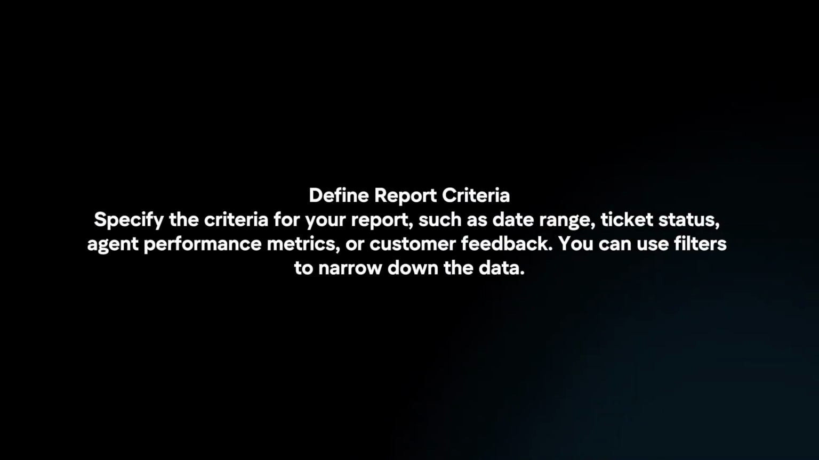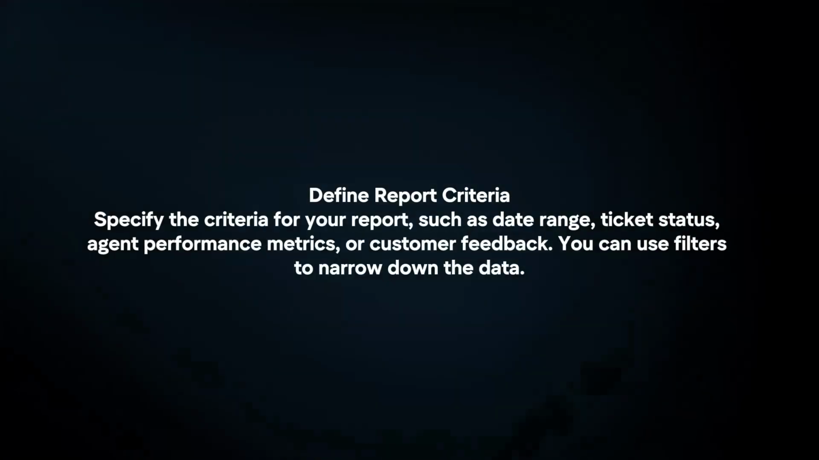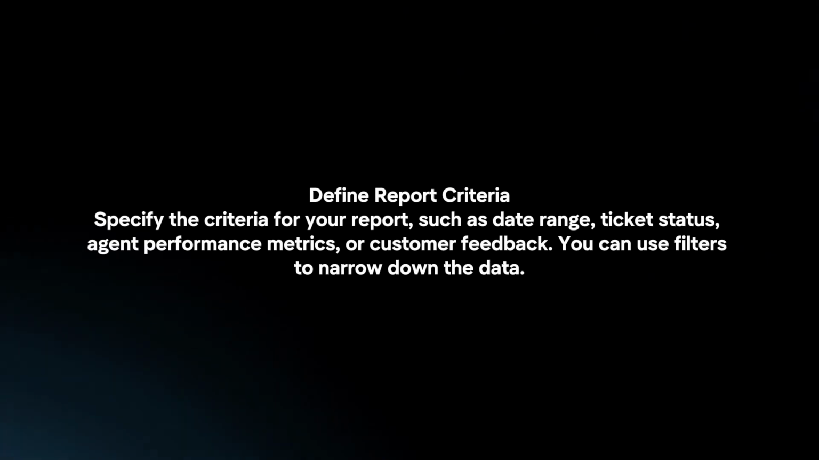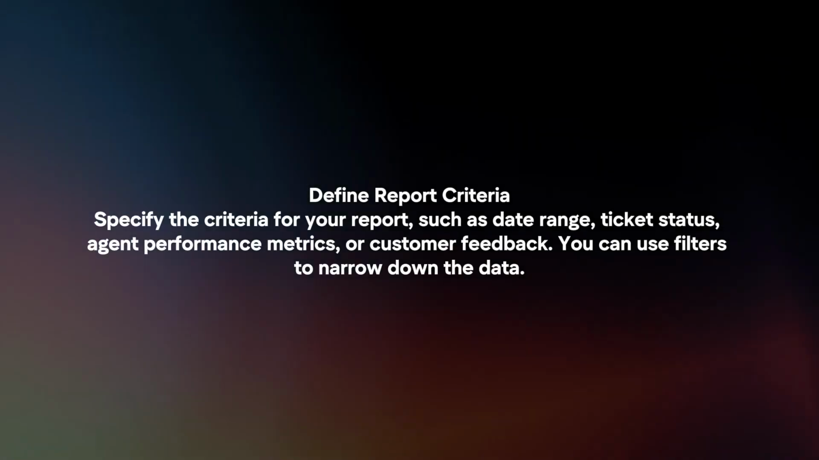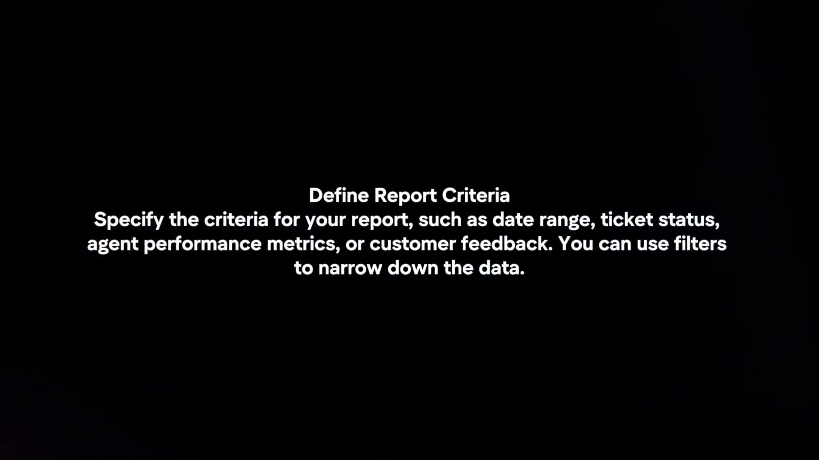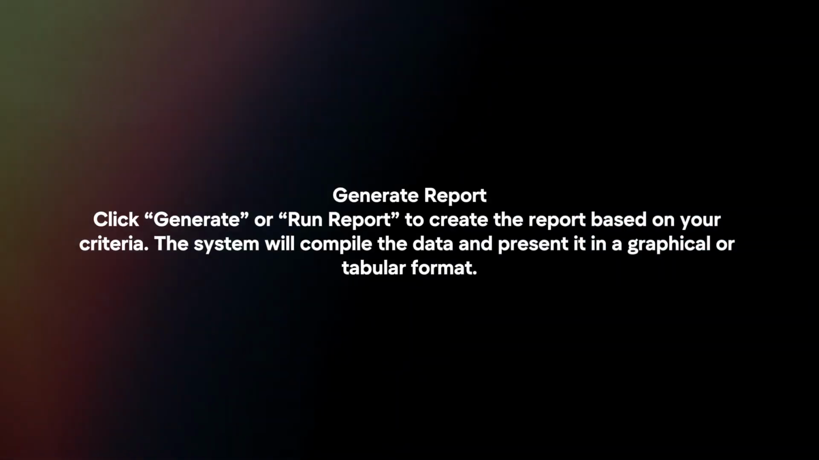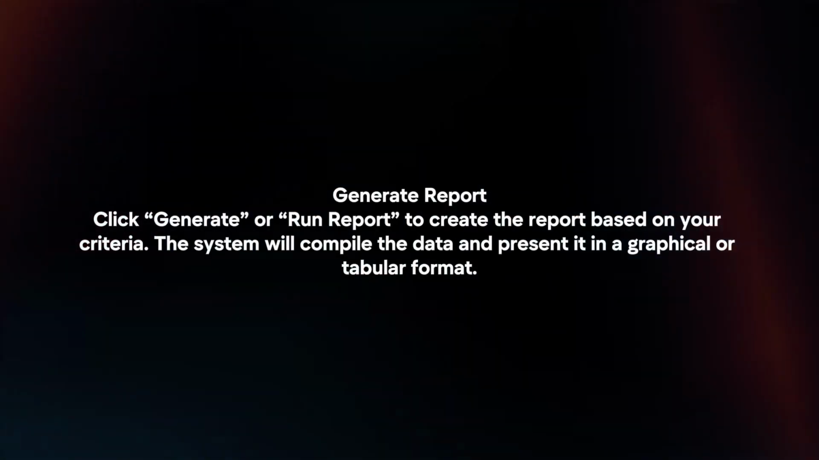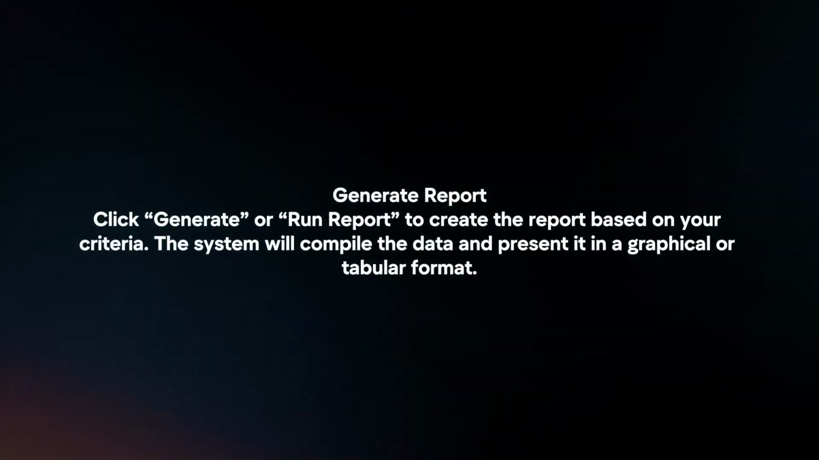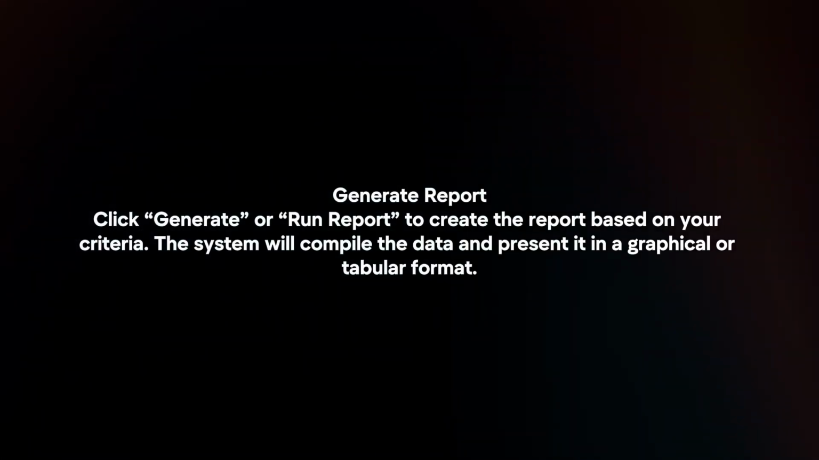Define report criteria. Specify the criteria for your report, such as date range, ticket status, agent performance metrics, or customer feedback. You can use filters to narrow down the data. Generate report. Click Generate or Run Report to create the report based on your criteria. The system will compile the data and present it in a graphical or tabular format.